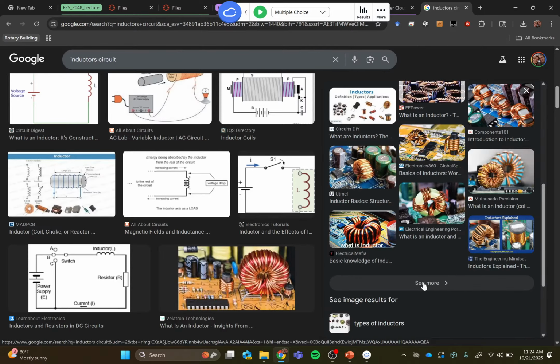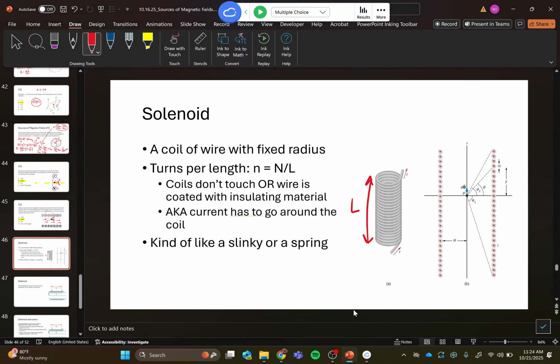But for now, I'm just telling you why we care about this, just like when I taught you about infinite parallel plates. Why do we do that? Because of capacitors. Why are we doing solenoids? Because these are inductors. Most electrical circuits have an inductor in them, and there are benefits to them. We'll talk about why next week.